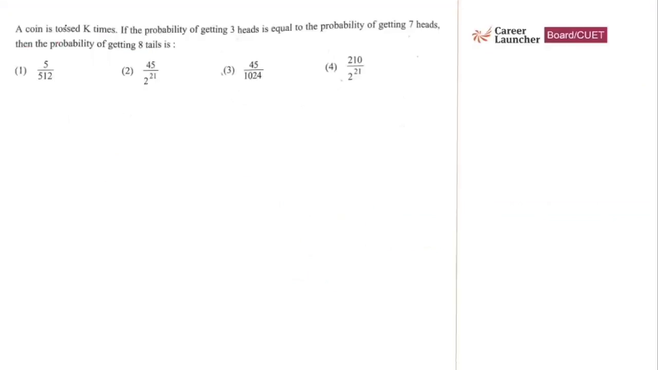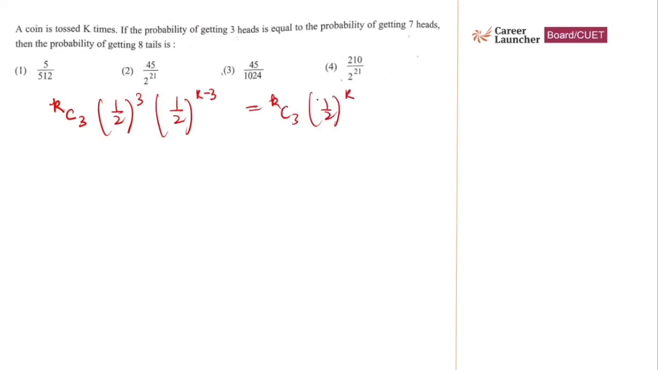So the question says that a coin is tossed k times. If the probability of getting 3 heads is equal to the probability of getting 7 heads, find the probability of getting 8 tails. So what will be the probability of getting 3 heads? Let's say it is tossed k times. So kC3, (1/2)³, (1/2)^(k−3). Eventually it will be kC3 (1/2)^k.